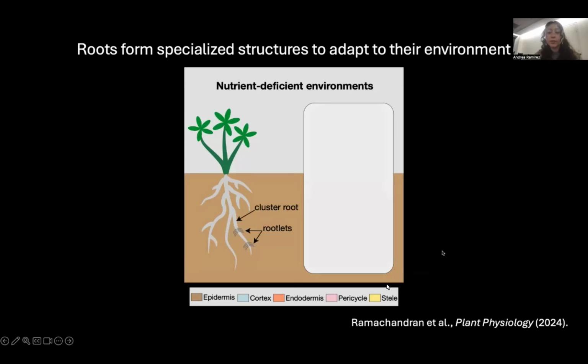So I want to share an example from the review of how roots change their anatomy in specific habitats, and in this case, we're looking at nutrient deficient conditions. So this is a depiction of a white lupin plant, which develops cluster roots or proteoid roots under low phosphate conditions. Cluster root development is associated with the release of exudates that enhance phosphorus use efficiency and can help recruit beneficial microbes to improve overall nutrient uptake.